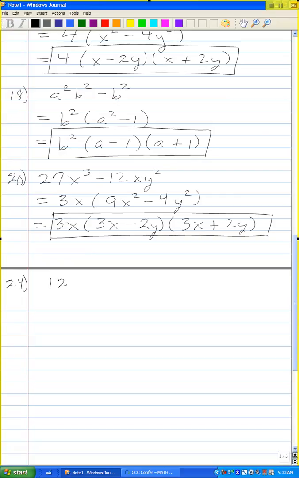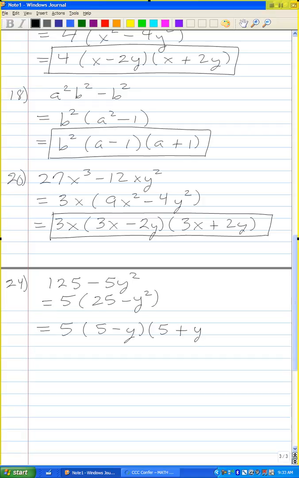125 minus 5y squared. In this case, what's in common? The greatest common factor is 5. So what remains is 25 minus y squared. 25 minus y squared is a difference of squares. Square root of 25 is 5. Square root of y squared is y. Times the same term, except change the negative to positive.